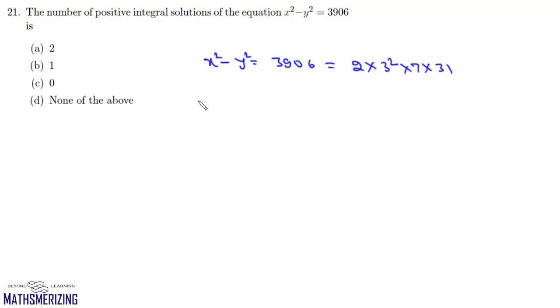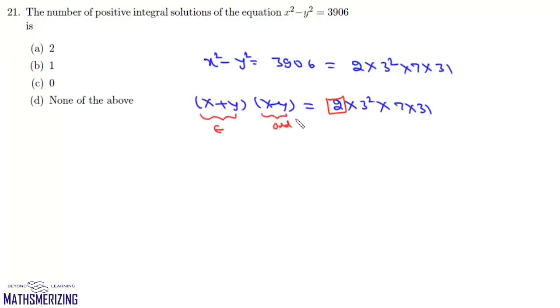Now we can express the left hand side as (x plus y) into (x minus y), and the right hand side will be 2 into 3 square into 7 into 31. Now we have only one 2 on the right hand side. That means out of these two, one of them will be even and the other one should be odd.